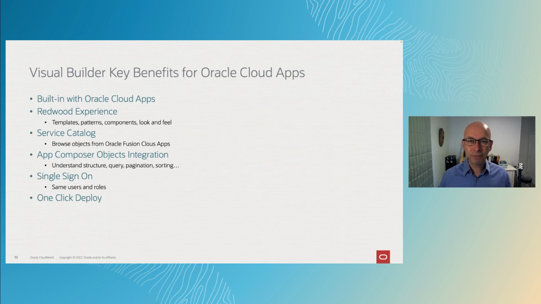So what are the key benefits of using Visual Builder specifically as the tool for extending Oracle Cloud applications? So the first thing is that it's built in, right? The whole Visual Builder Studio is already built into Oracle Fusion Cloud Apps. You don't need to install anything else. You don't need to provision additional services. It's already there. You just need to turn on access rights to specific users, and they'll be able to go in and start developing.